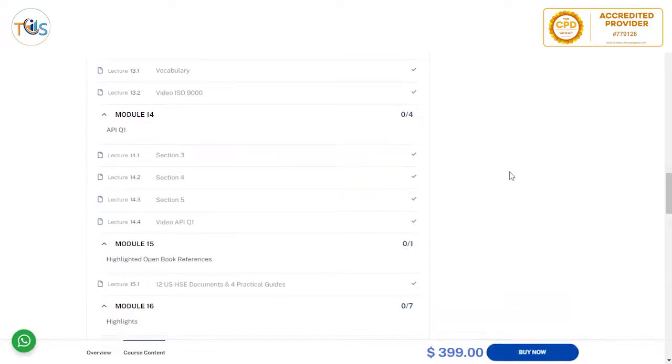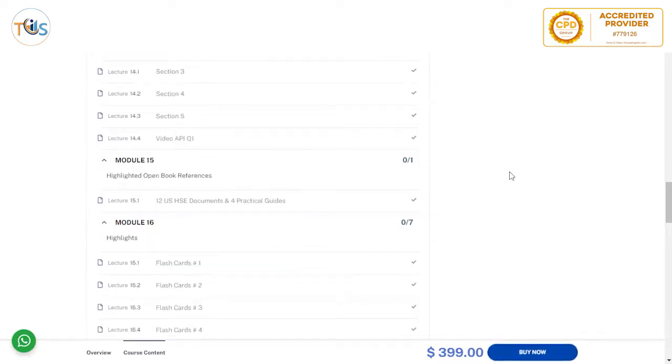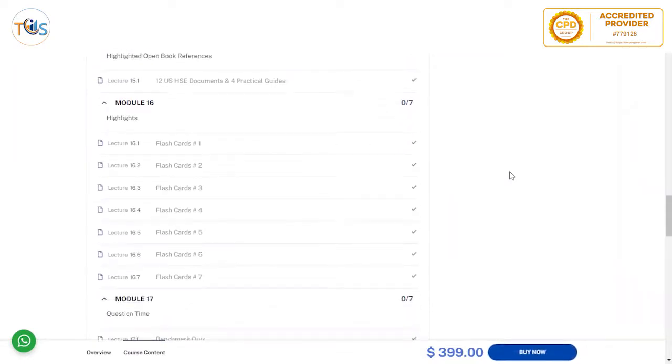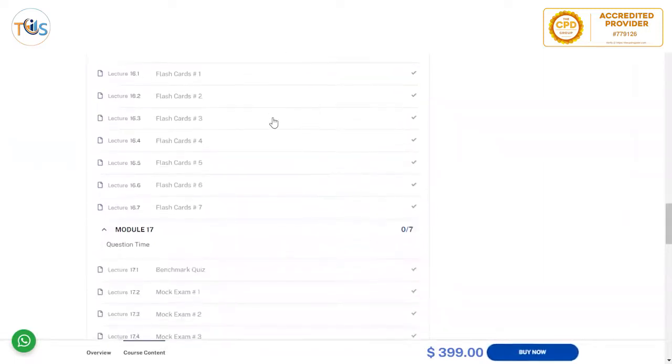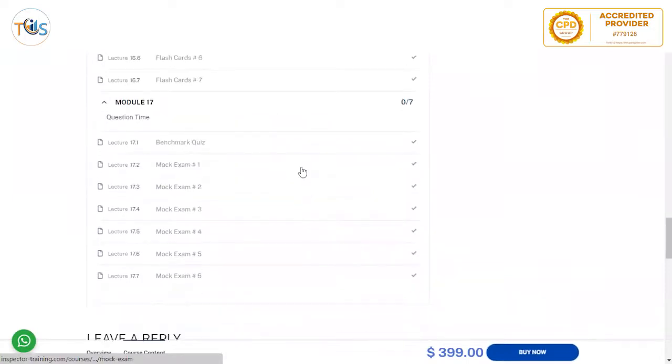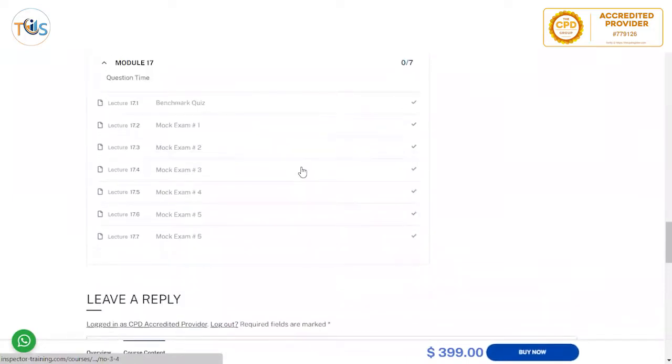ISO 9000 QMS, Quality Management System, the vocabulary, is in module 13, and API Q1 section 345 in module 14. And then we have highlighted all the 12 US documents and 4 practical guides for potential exam questions that you would be needing for open book. And also we brought 7 sets of flashcards and 6 sets of mock exams.